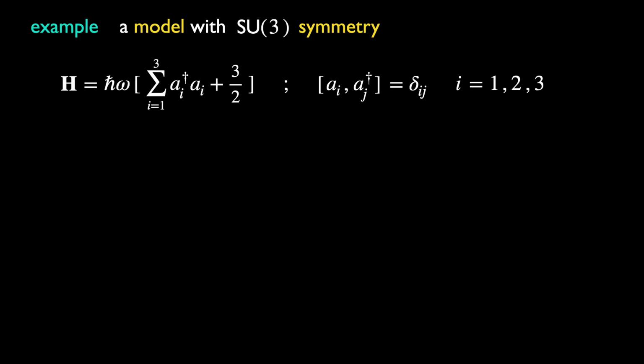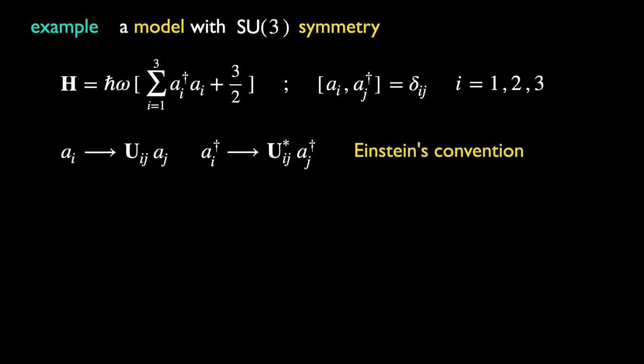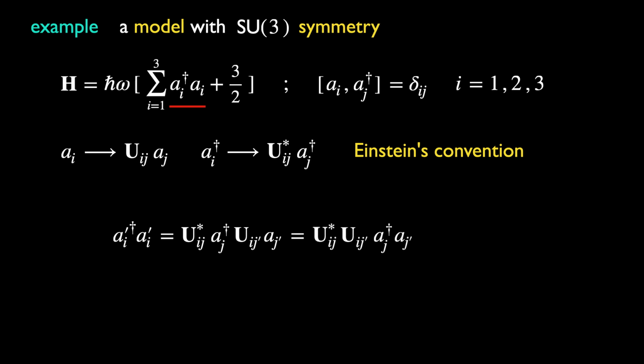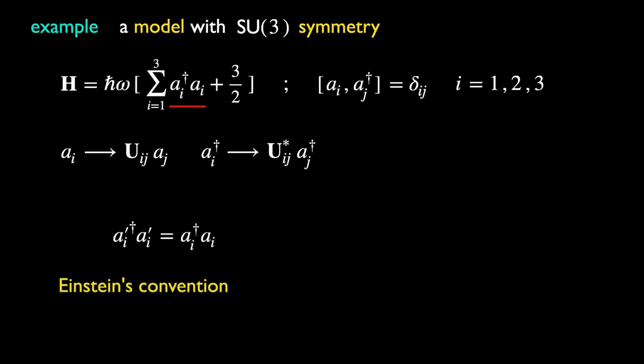We now verify that H has a unitary symmetry under the transformations of the ladder operators, like so. Again, repeated indices are summed over by the Einstein convention. The transformed A_I dagger A_I summed over all flavors is thus given by, where we can use the unitarity of U. The second term in H associated with 3 halves is obviously invariant. Thus we have verified the SU3 symmetry of H.